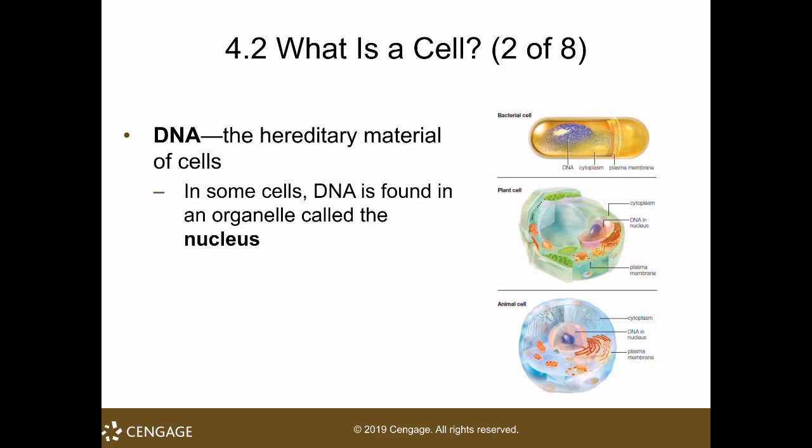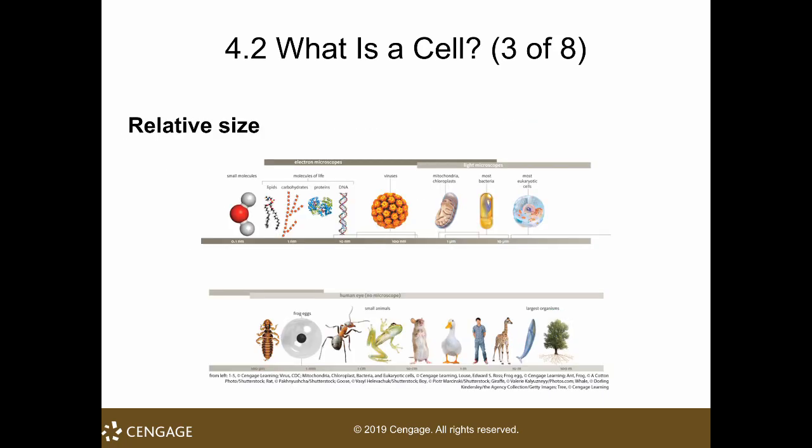Now, all cells should also contain the hereditary material, which is the deoxyribonucleic acid, or the DNA. In some cells, the DNA is found inside an organelle called the nucleus, whereas other cells do not have a membrane-bound nucleus, so the DNA is just in a region floating around inside their cytoplasm.